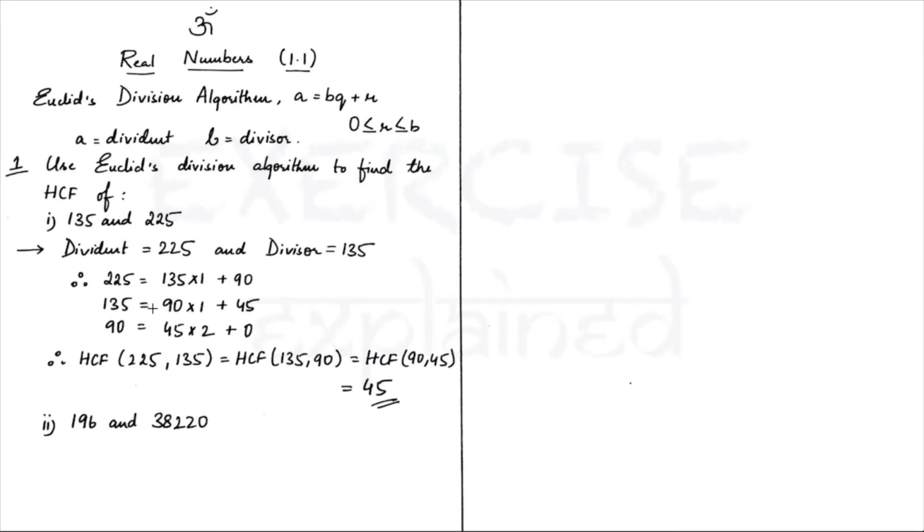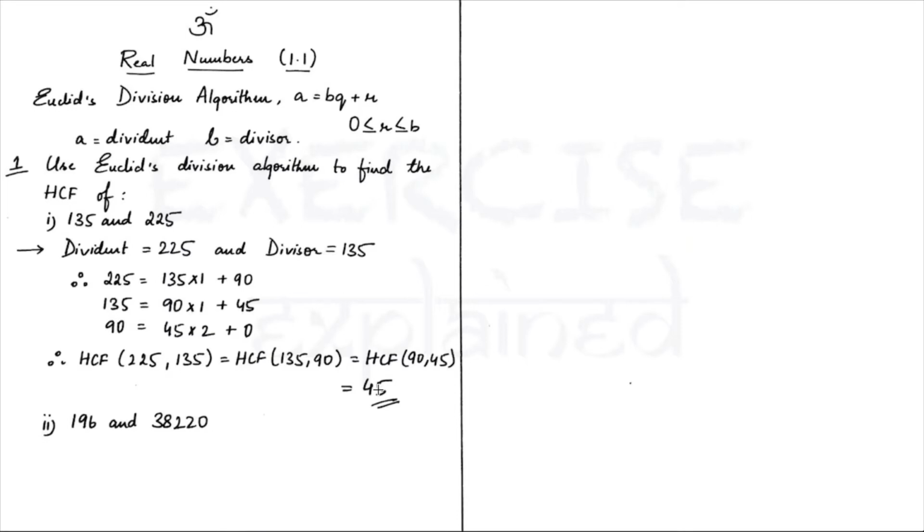So we get 135 is equal to 90 into 1. See, 90 into 2 is going to give us 180, which is greater than 135. So it's going to be 90 into 1 plus 45. So now this becomes the dividend and this becomes the divisor. So 90 is equal to 45 into 2 plus 0. So we can tell that HCF of 225, 135 is equal to HCF of 135, 90, is equal to HCF of 90, 45, that is equal to 45.